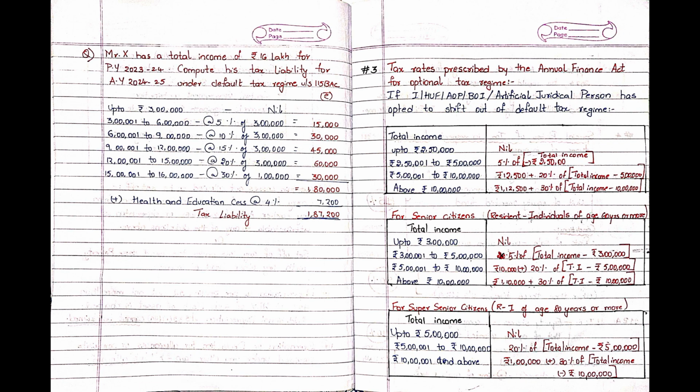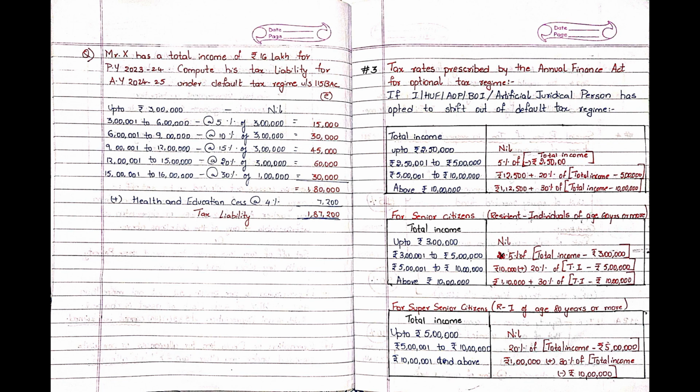For super senior citizens, again the tax slab rates differ. For resident individuals who are of age 80 years or more, for them, the basic exemption limit is 5 lakh. So up to 5 lakh of total income, no tax is charged.